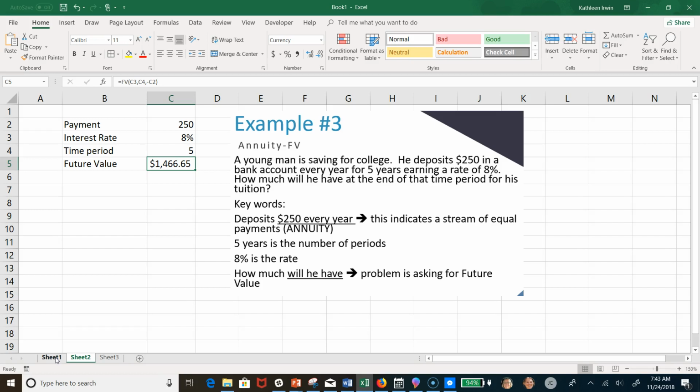And I want to take just a second to remind you that this is an ordinary annuity, which means that the payments are made at the end of the payment period. If the problem was an annuity due problem, it would say in the problem that he was making the deposits at the beginning of the period. It doesn't mention that in the problem anywhere, so you can assume that this is an ordinary annuity. So we'll do some practice problems with an annuity due in a future video.